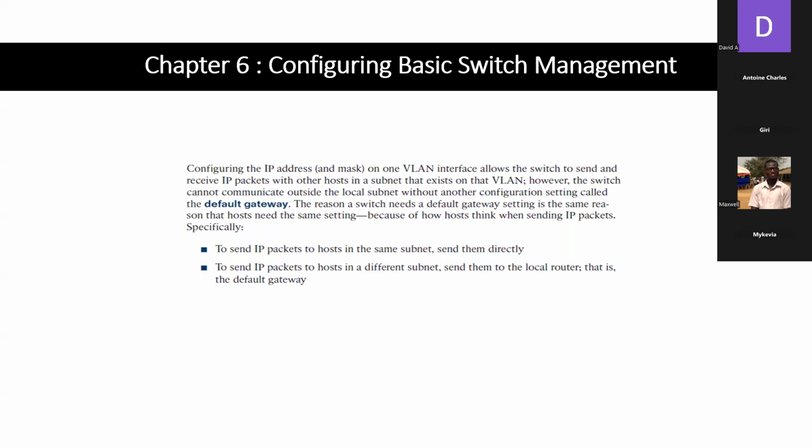But again, as we spoke about before, configuring the IP address on a VLAN interface allows a switch to send and receive packets with other hosts in the subnet that exist on the VLAN. However, the switch cannot communicate outside the local subnet without another configuration setting called the default gateway. Your switch can have an IP address, but if it doesn't have a gateway, where do I send my traffic if I don't know my destination?